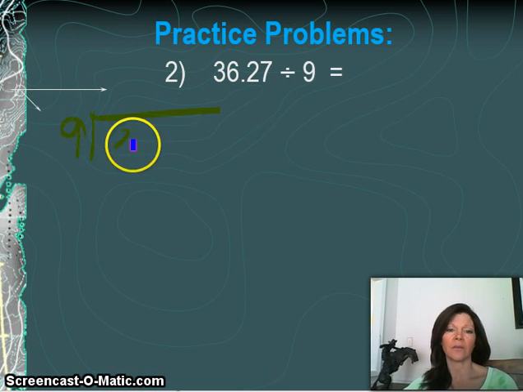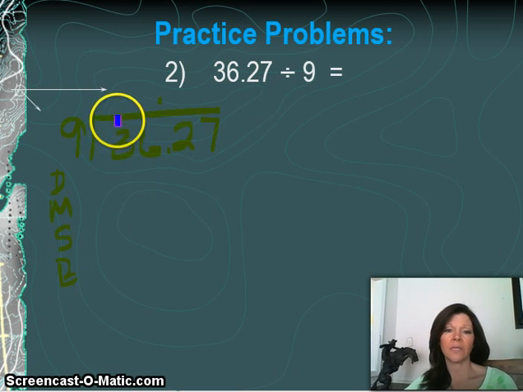36 and 27 hundredths goes inside your dividing house, divided by 9. Do the problem, stop the video, start it again when you have finished, and see how well you have done. All right, let's try this together. First thing you need to do, bring your decimal up here on the rooftop and think, can 9 divide into 3? Here's your steps: divide, multiply, subtract, and bring down.